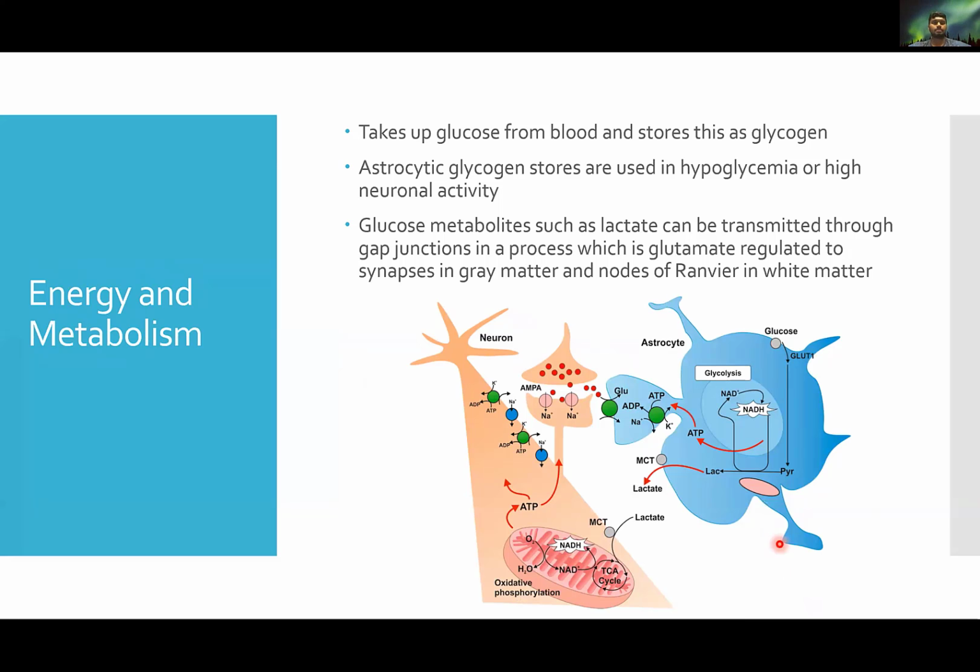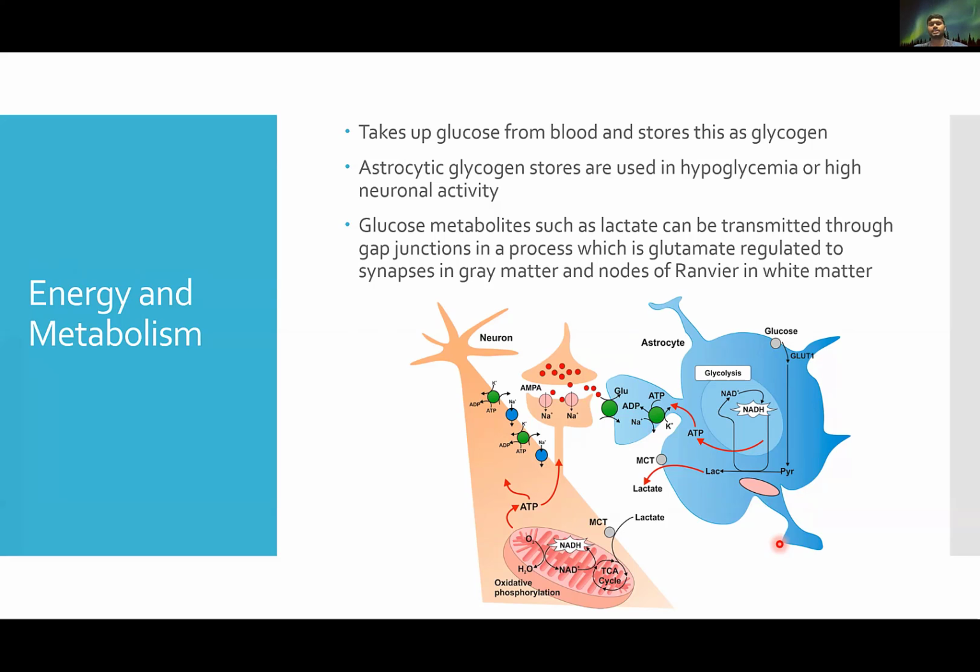So, energy and metabolism. The astrocyte is really important for taking up glucose from the blood. As you said, the protoplasmic astrocytes take glucose from the blood via these GLUT transporters and store it as glycogen. Now, these glycogen stores are used in hypoglycemic states where there isn't enough glucose in the blood, such as when someone is fasting, or when there's high neuronal activity and the normal glucose in the blood isn't enough to supplement the neurons during these levels of high activity.